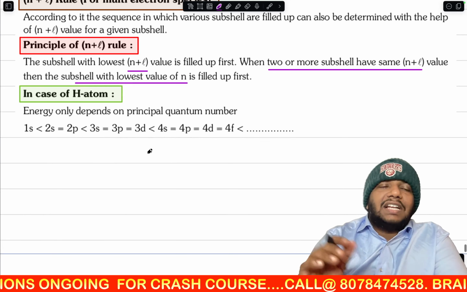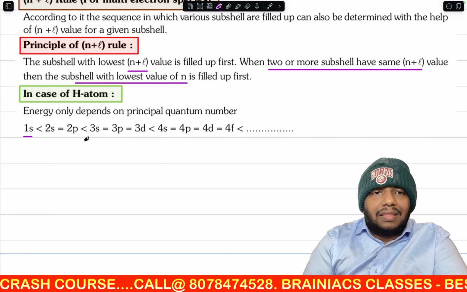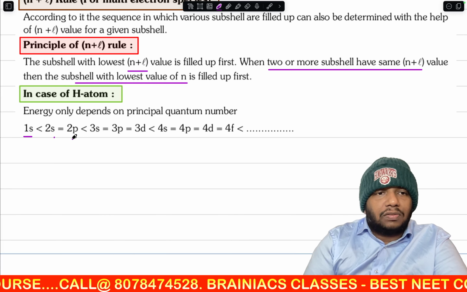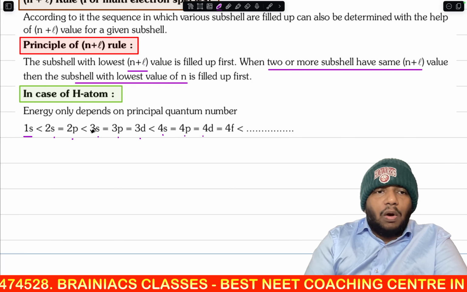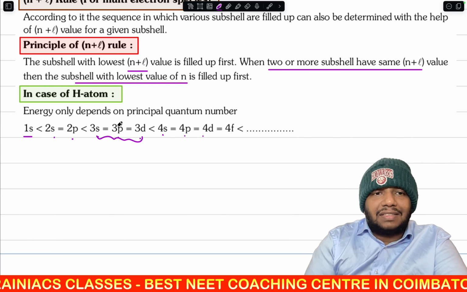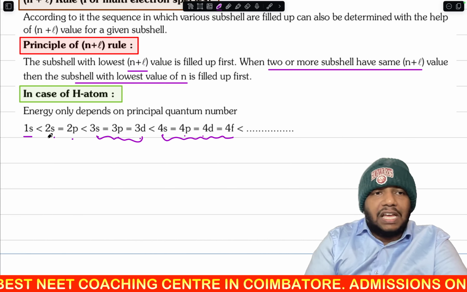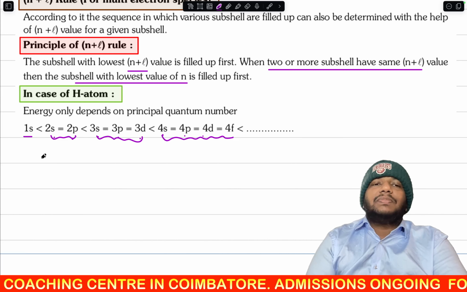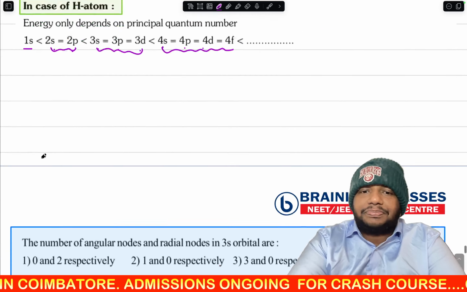Now in the case of the hydrogen atom, only one s orbital is present. So we consider the remaining orbitals, whether it is 2s or 2p, 3s, 3p and 3d, 4s, 4p and 4d. All these orbitals 3s, 3p, 3d have the same energy. 4s, 4p, 4d, 4f have the same energy. 2s and 2p have the same energy. Please consider this. This is very important in the case of the hydrogen atom.